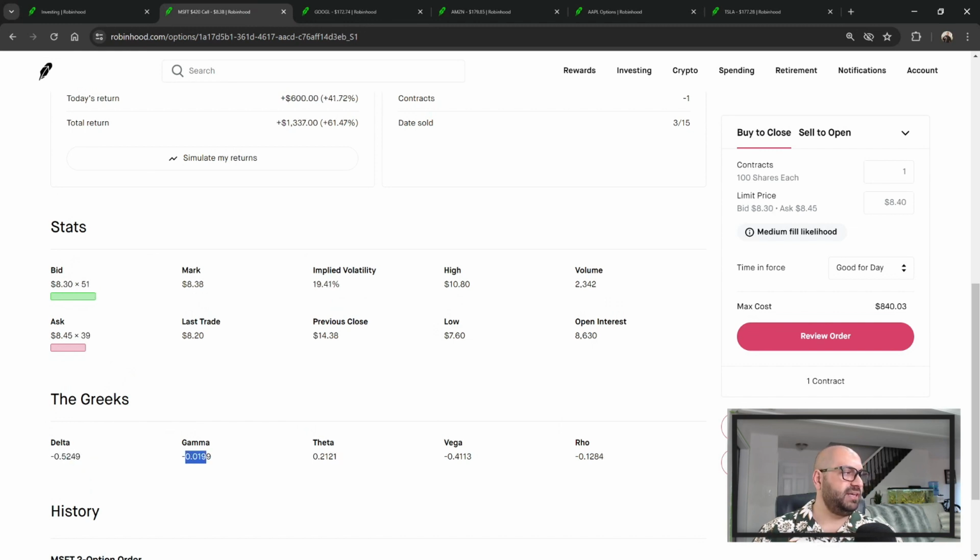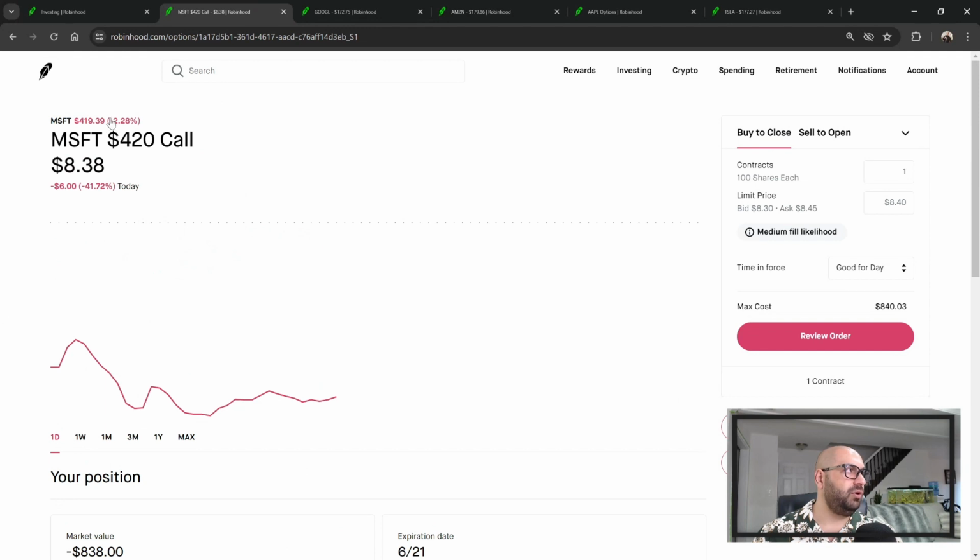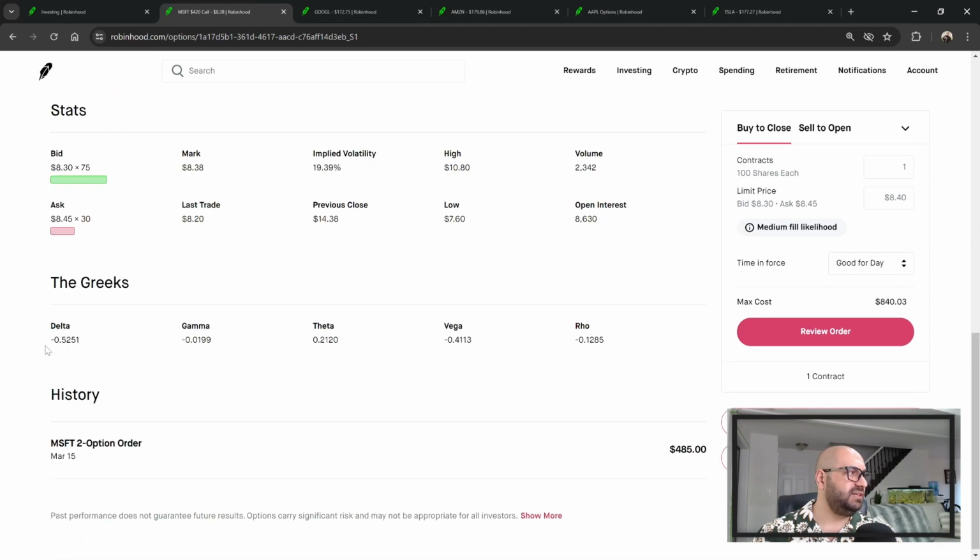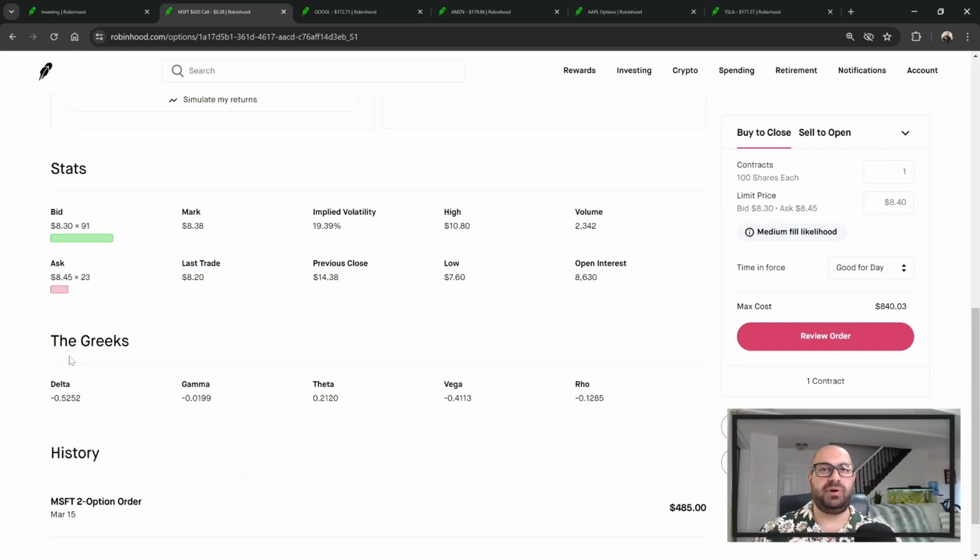The gamma would indicate how much that change is for every dollar that the stock is going up or down. As you can see, it's 0.0199, and it was 0.02 just a few seconds ago, meaning it will change, let's say, by 2 cents for every dollar that Microsoft goes up or down. That 2 cents is a change in delta, which affects the very next dollar that the price will move.